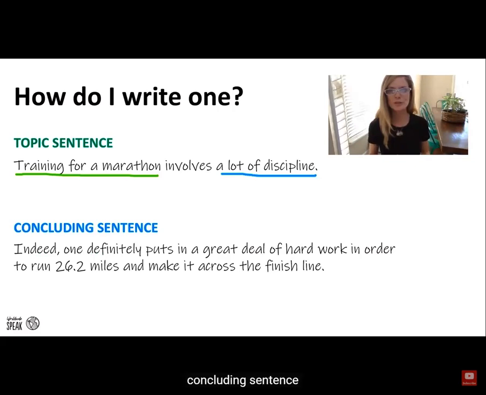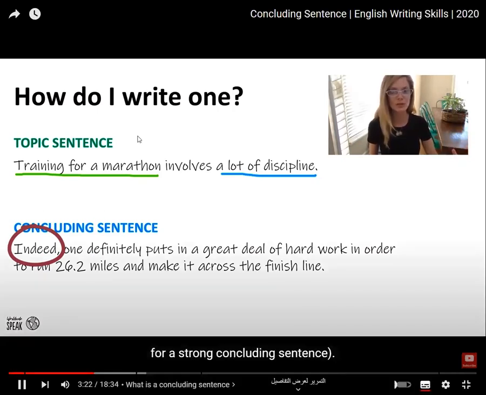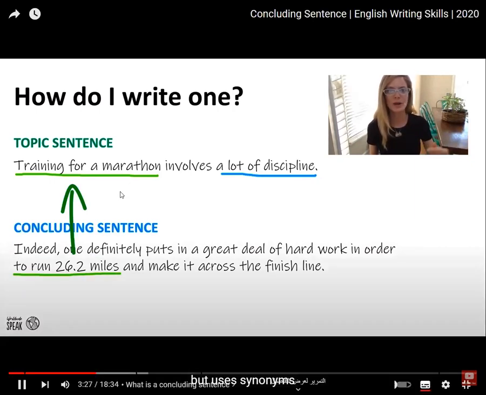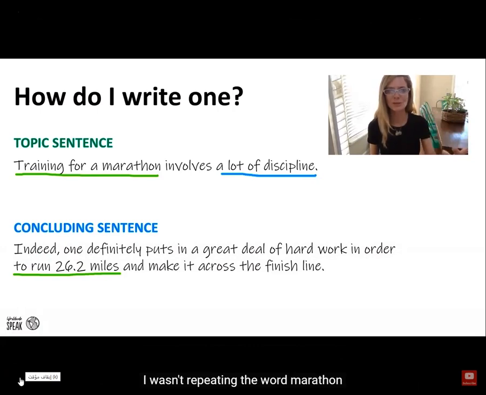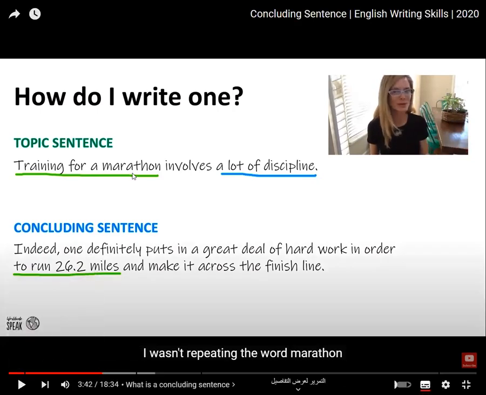All right, so this concluding sentence begins with a transition word, like I mentioned before, one of the pieces we need for a strong concluding sentence. It restates the topic of the paragraph, but uses synonyms or uses different words. Actually, here I wrote out the number 26.2. To represent the word marathon. So I wasn't repeating the word marathon. فاهمني يوسف؟ تعرف هي قالت ايه هنا؟ هي يعني هنا احنا بنقول ان احنا بنستخدم اول حاجه لازم يكون في حاجه اسمها ترانزيشن وورد.